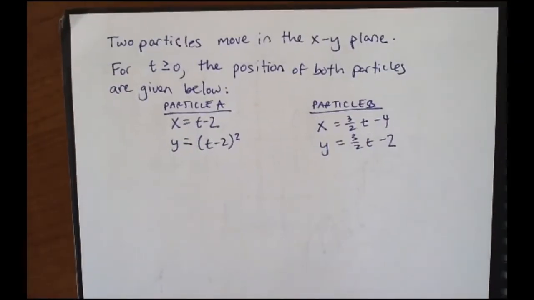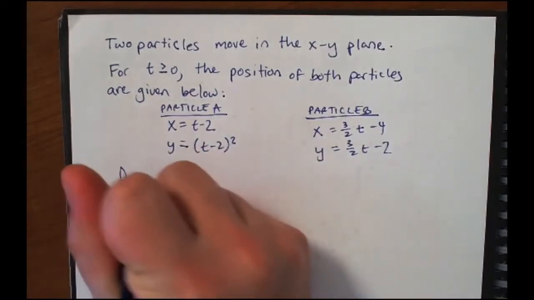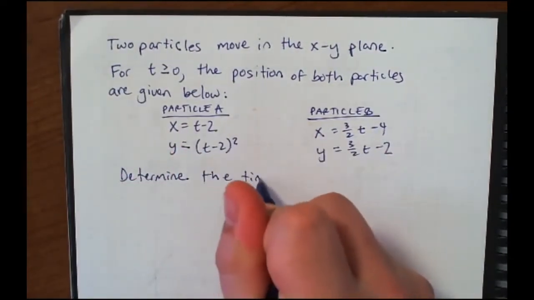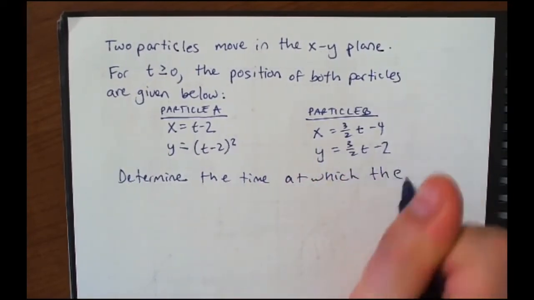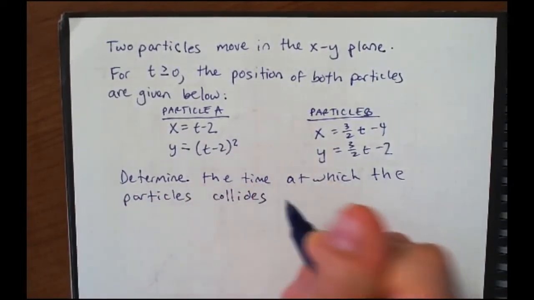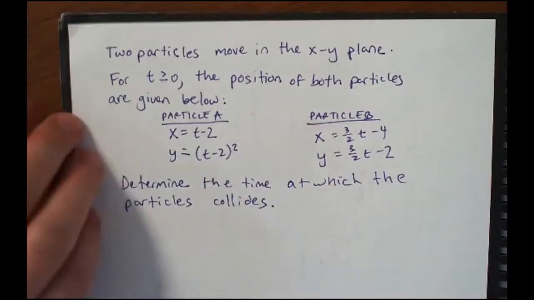All right, so this problem right here says two particles move in the xy plane for t greater than or equal to 0. The positions of both particles are given below. Determine the time at which the particles collide. This problem actually came from the 1995 BC calculus exam. So there's obviously more to the question, but this is one part of it. So you can see that you're definitely going to need to know how to do this going into next year.